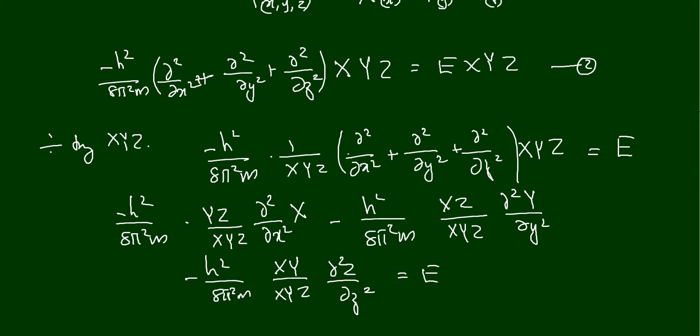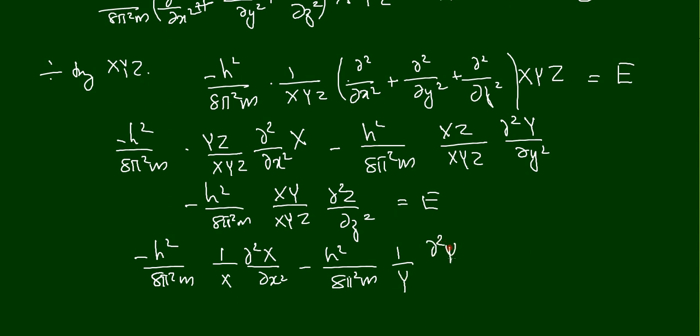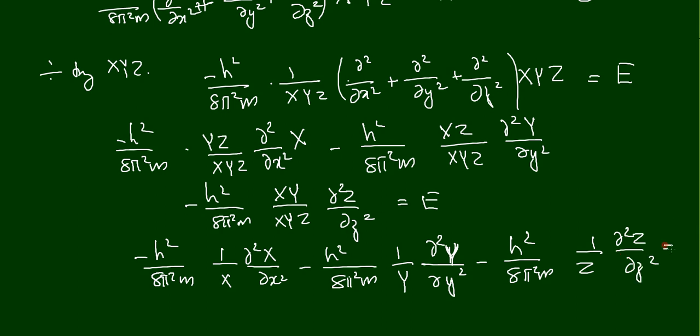So my new equation is minus h square divided by 8 pi square m, into 1 divided by X, dou square X by dou x square, minus h square divided by 8 pi square m, into 1 by Y, dou square Y divided by dou y square, minus h square divided by 8 pi square m, into 1 by Z, dou square Z by dou z square, that is equal to E.